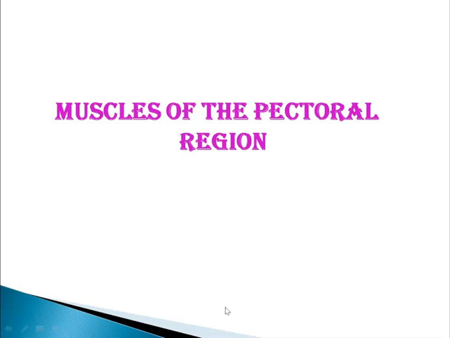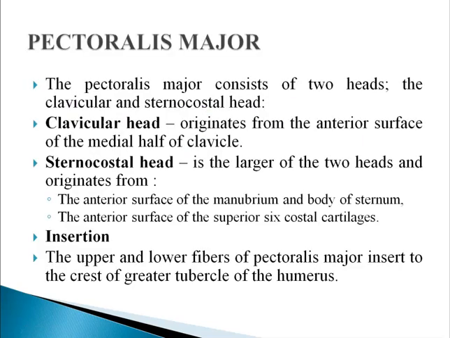In today's video, I'm going to talk about the muscles of the pectoral region. The muscles of the pectoral region are the pectoralis major, the pectoralis minor, subclavius, and the serratus anterior also. Let us just see the origin, insertion, nerve supply, and function or action of the following muscles. The first one is the pectoralis major.